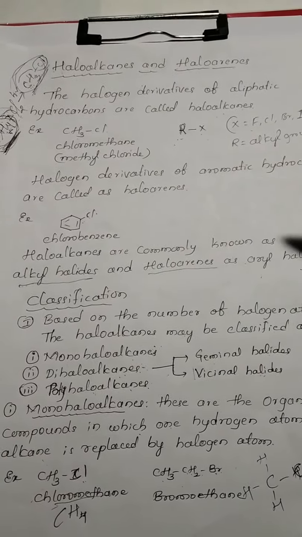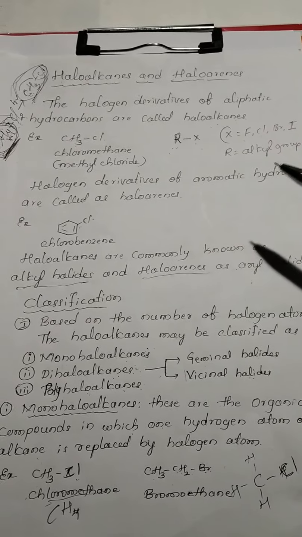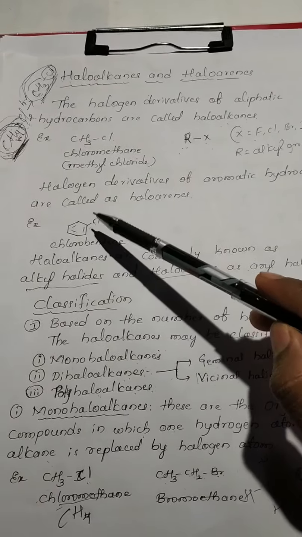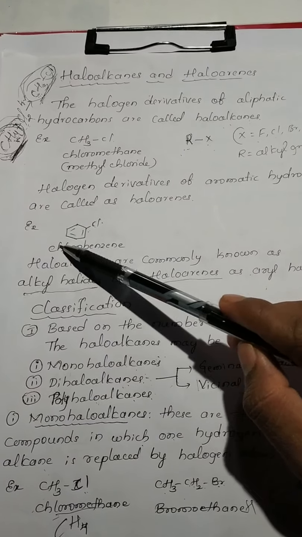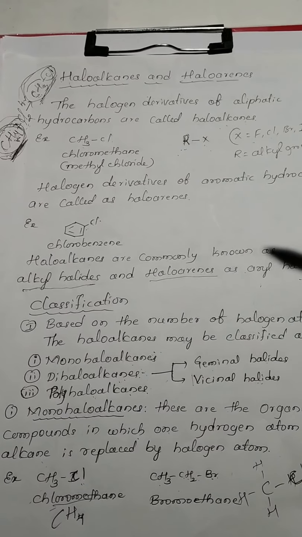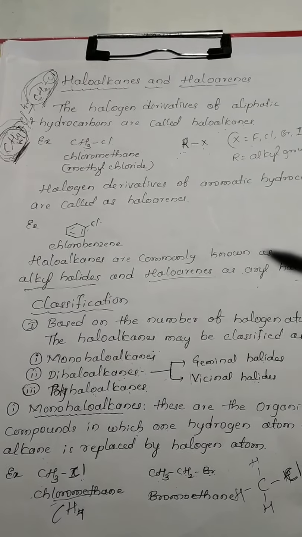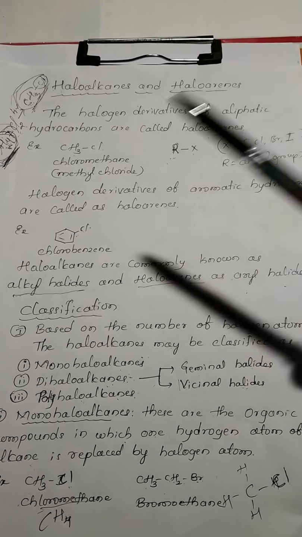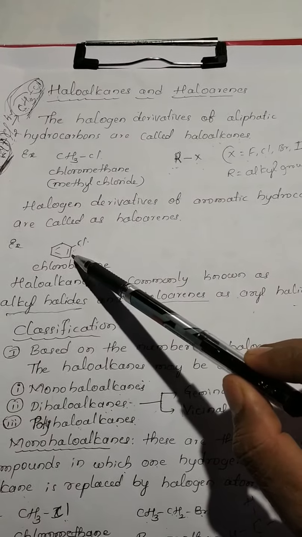Haloarenes are halogen derivatives of aromatic hydrocarbons. See here also the same. This is an aromatic compound. Benzene is an aromatic compound, as you know already. An aromatic hydrocarbon is an organic compound which contains at least one benzene ring, or a compound which gives a pleasant smell. Benzene is an aromatic hydrocarbon.